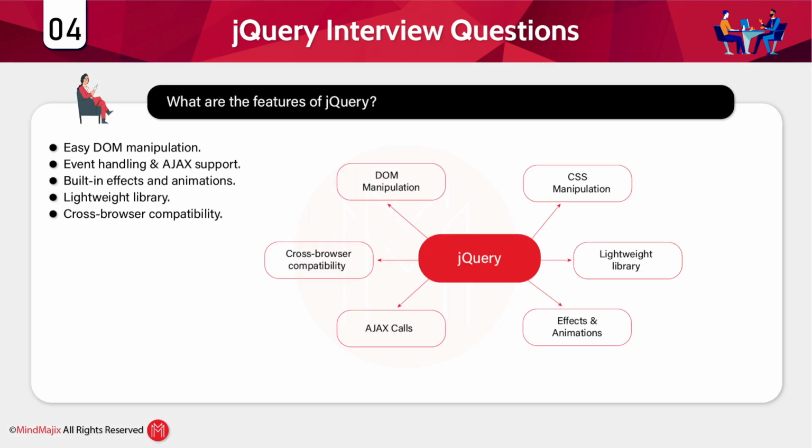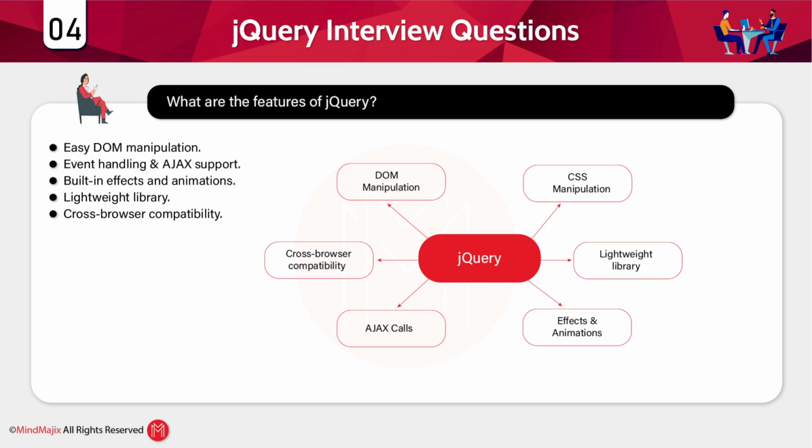So coming to our next question, what are the features of jQuery? Some of the interviewers may ask you, what are the features of jQuery? Please explain them. The features of jQuery are easy DOM manipulation. You can change the HTML element whenever you want on any event with the help of jQuery. Event handling and Ajax support. There is no event which can't be handled by jQuery. Almost all DOM events are handled by jQuery, and it definitely supports Ajax. Yes, you can use Ajax with jQuery.